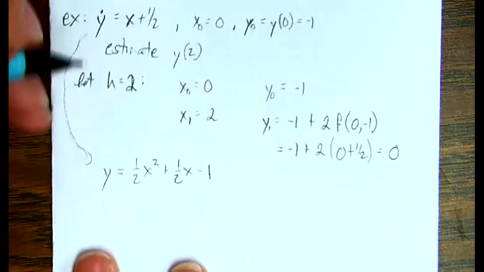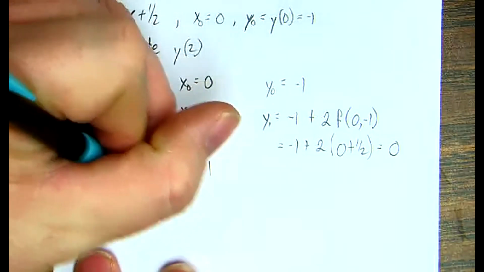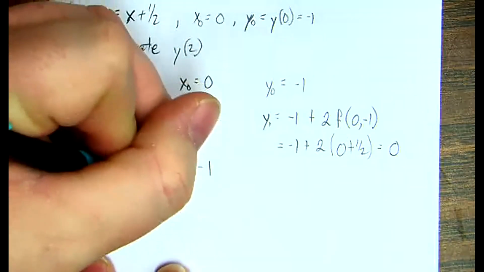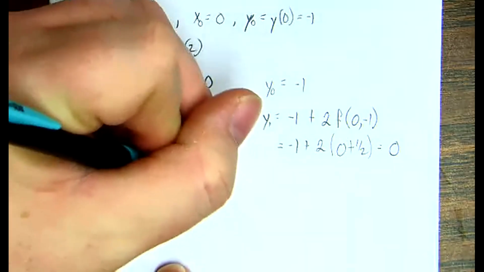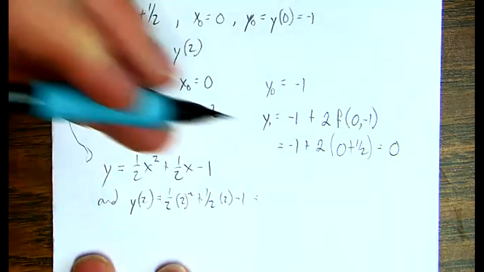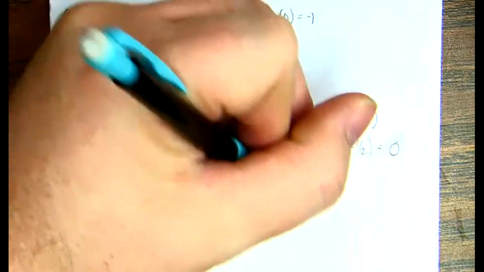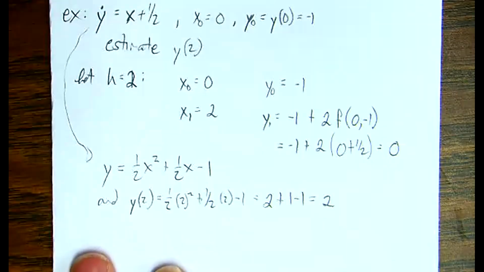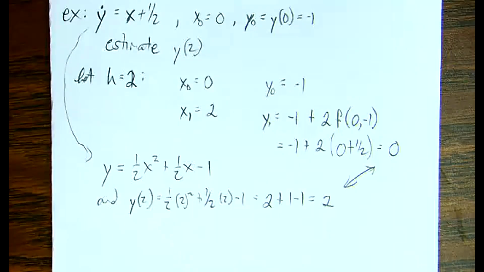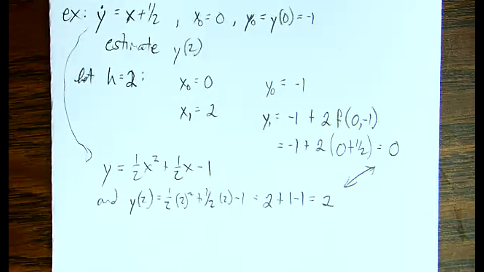And if I evaluate this function at 2, I get 1/2 of 2 squared plus 1/2 times 2 minus 1. 2 squared is 4. 4 divided by 2 is 2. 1/2 times 2 is 1. And so I actually get a difference of 2. We said that our approximation was 0, and the actual function value is 2. That doesn't seem very good.